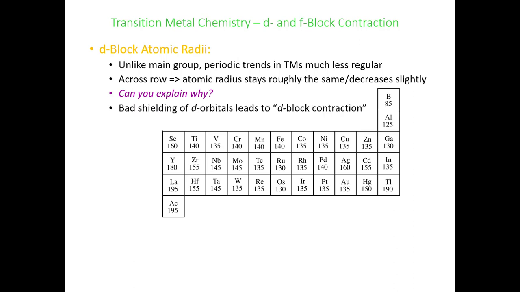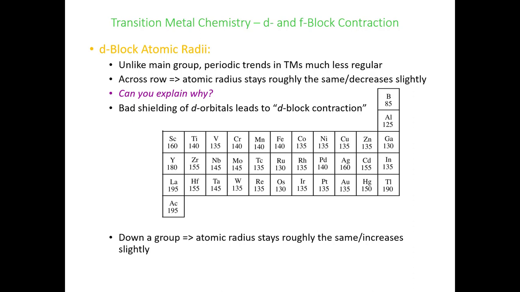Another consequence of the poor shielding of the d orbitals is the d block contraction seen in group 13, which is right after the transition metals. The atomic radius does not increase as much as expected down the group, and aluminum, gallium, and indium have very similar atomic radii. This is because 10 protons are added to the nucleus across the transition metals, but the nuclear charge is poorly shielded by the d electrons. Therefore, the electron that gets placed in the p orbital in group 13 experiences a very large effective nuclear charge.